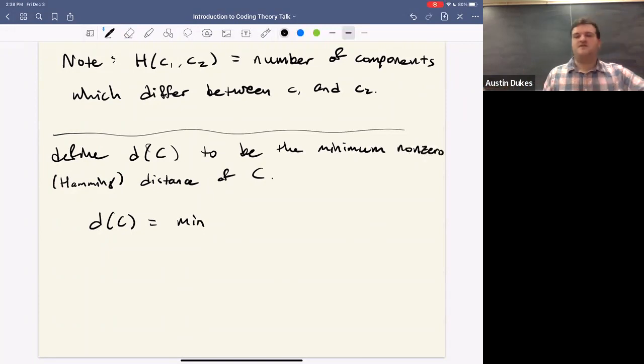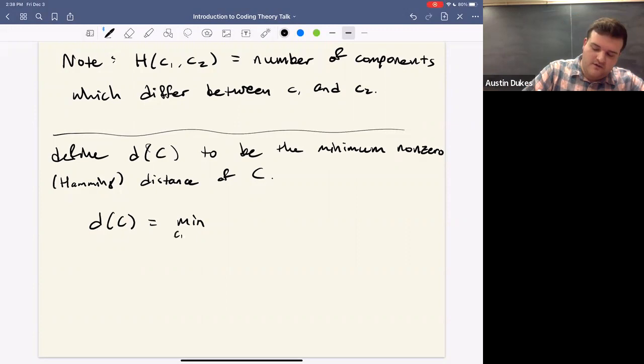Because if I take any two code words that are the same code word and subtract them, I'm always going to get 0, 0, 0, 0, 0. I'm always going to have weight 0. So as long as there's any code word in the code, every code will have minimum weight 0. So we want something that's not trivial, something that actually tells us something useful.